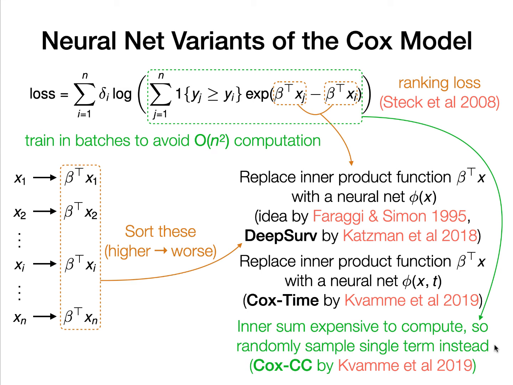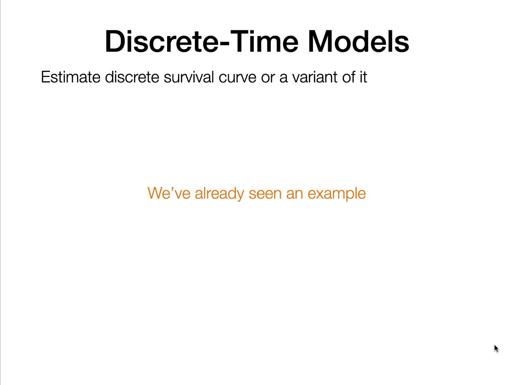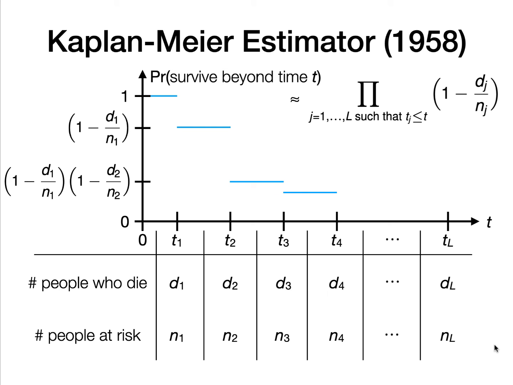So there you have it, a few different neural net variants of the Cox model. The next kind of model I'll talk about is something referred to as discrete-time models. And these are going to estimate a discrete survival curve or some variant of it, such as a discrete hazard function. So we've already seen an example of this back when I talked about the Kaplan-Meier estimator.